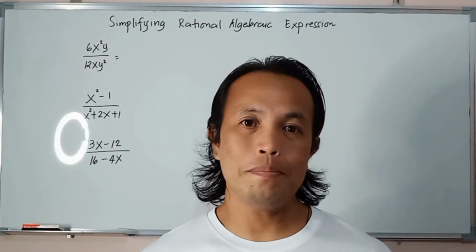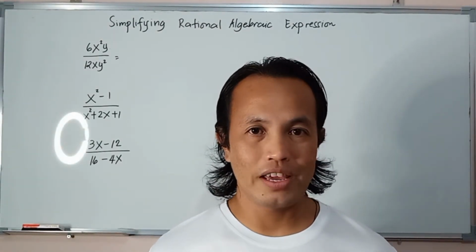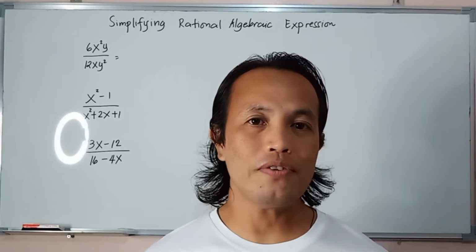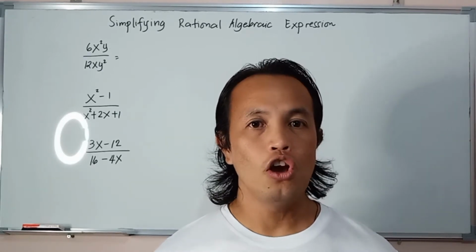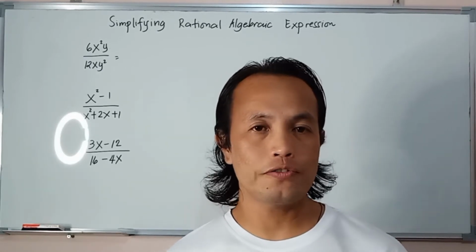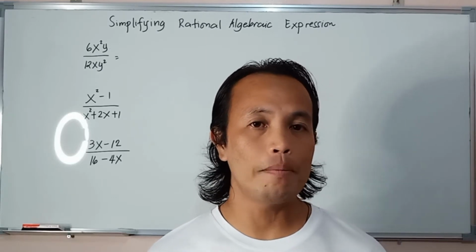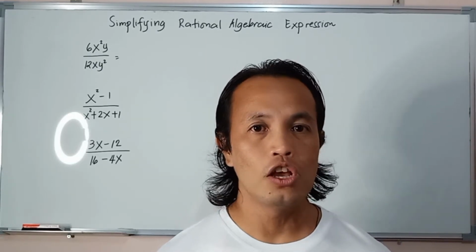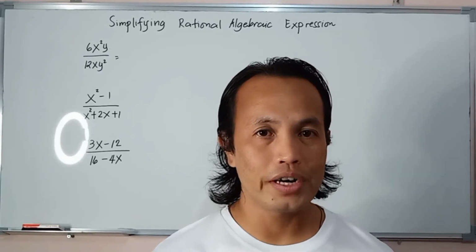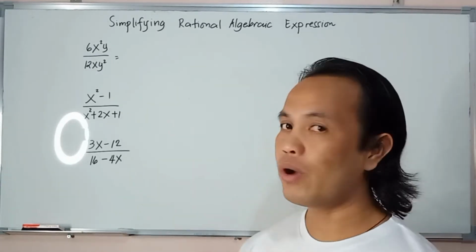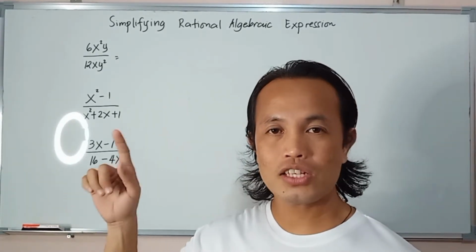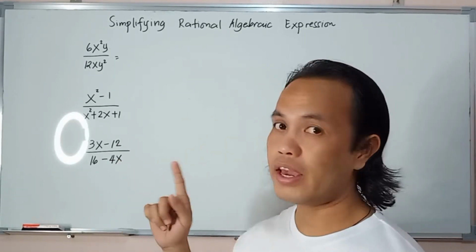So how do we simplify a rational algebraic expression? When we simplify a rational algebraic expression, again, we should know how to factor out and we should know about the different laws of exponents. So let's proceed directly to our example. So example number 1, we are given 6x squared y over 12x y squared.